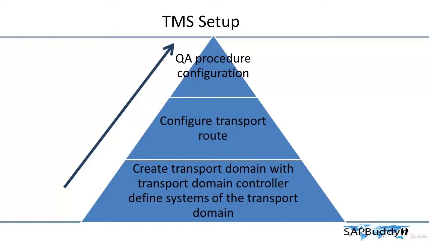Then we have stage 3, which is an optional stage where we configure the QA procedure. This is an optional configuration. Here we configure the QA procedure to define who is responsible for approving and accepting the changes, and to approve the changes to the productive system.